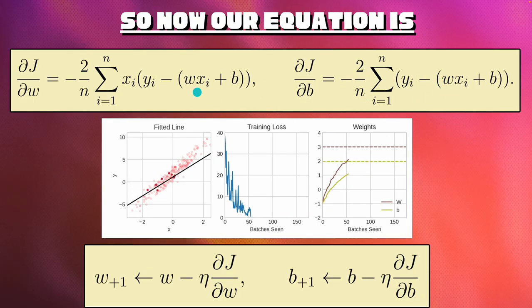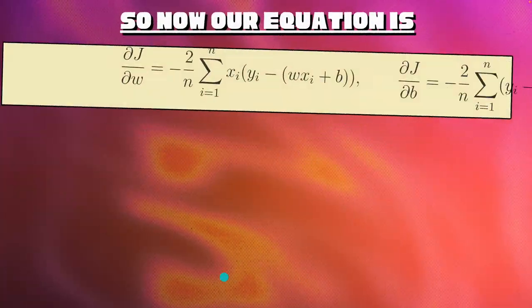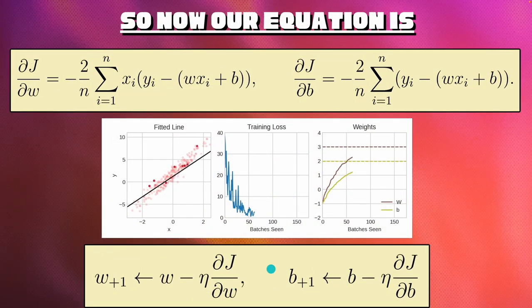These two equations will tell you if you toggle around W and B, how will the loss function be affected? We do not want our loss function to go higher. We want our loss function to go lower. And this is what happens when we plug in the formula. This is your stochastic gradient descent formula that got plugged in right here.